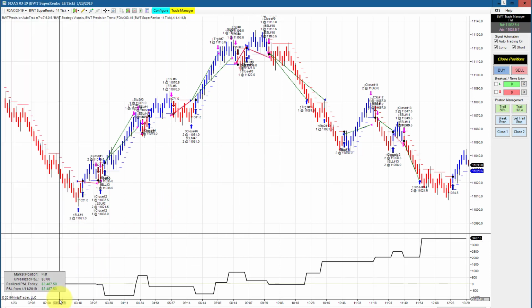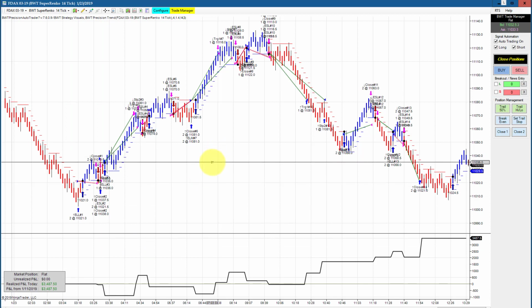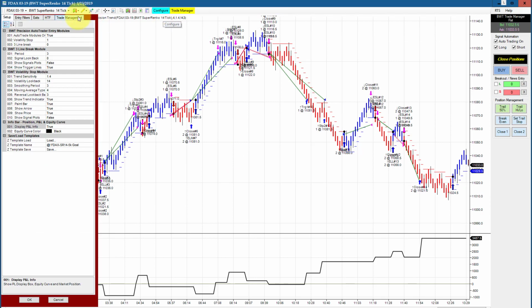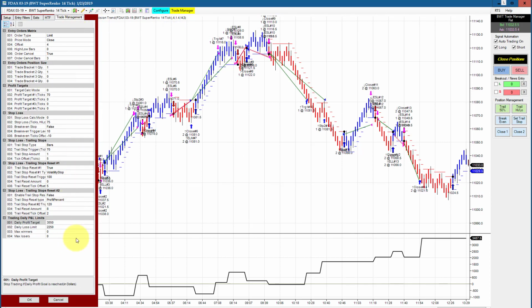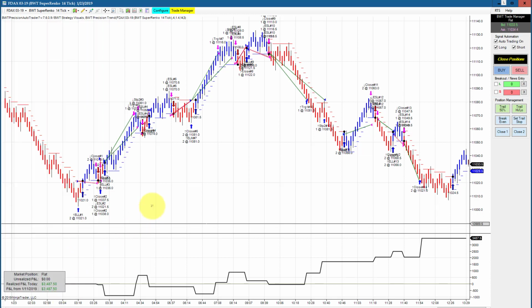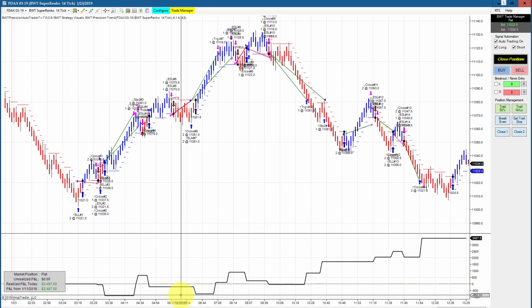First up is the DAX on the Super 14 tick that we've seen so many times. And this is the one with the higher goal of 35.50 and a loss limit of 22.50 and a limit order with a 4-tick pullback. And you can see the trades here. Pretty nice. We drew down only about $900 or $450 per contract.